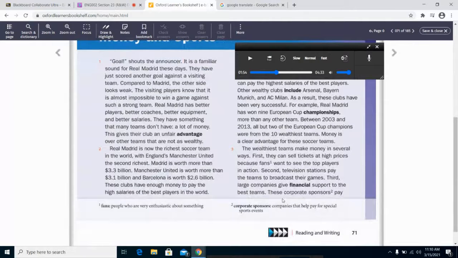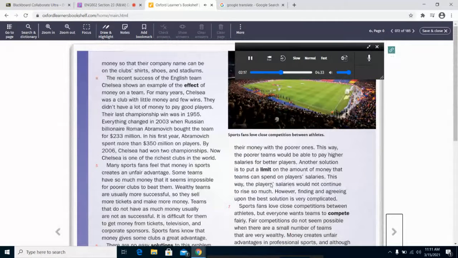Okay, now please listen to paragraph 3. The wealthiest teams make money in several ways. First, they can sell tickets at high prices because fans want to see the top players in action. Second, television stations pay the teams to broadcast their games. Third, large companies give financial support to the best teams. These corporate sponsors pay money so that their company name can be on the club's shirts, shoes, and stadiums.